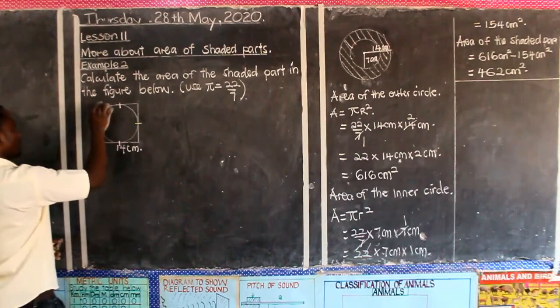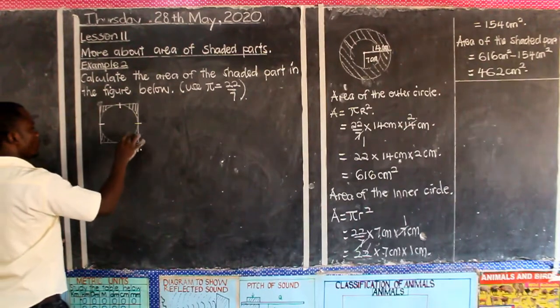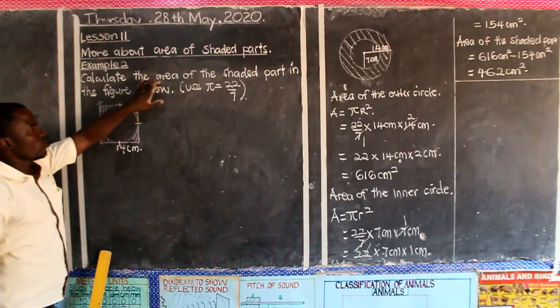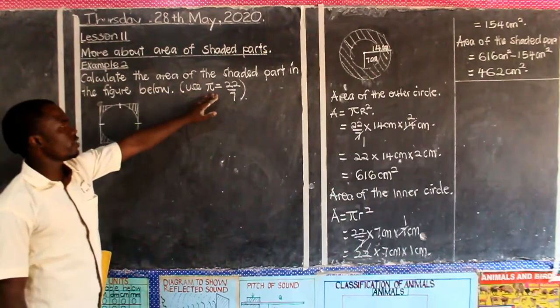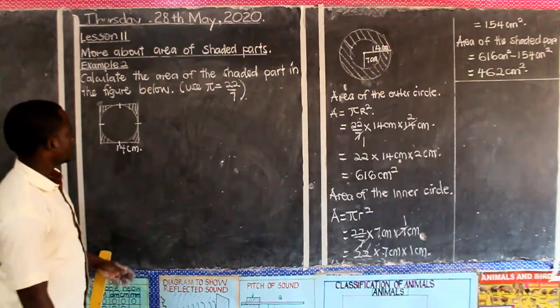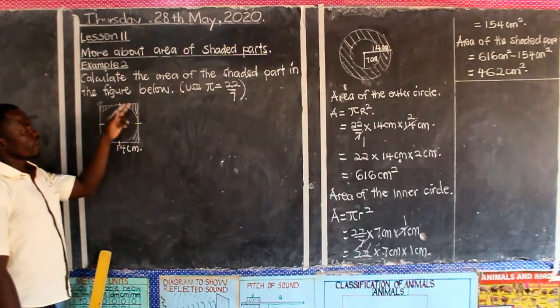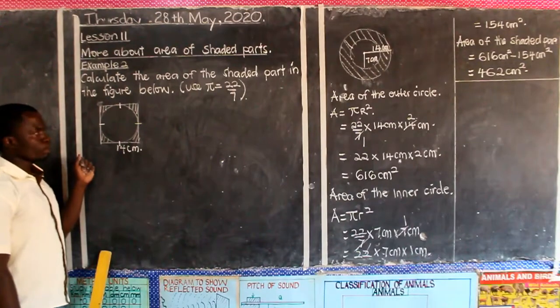Here's our example 2. Calculate the area of the shaded part in the figure below. Use pi equals 22 over 7. Here is the figure. We have a circle inside. We have another figure outside, which is a square.